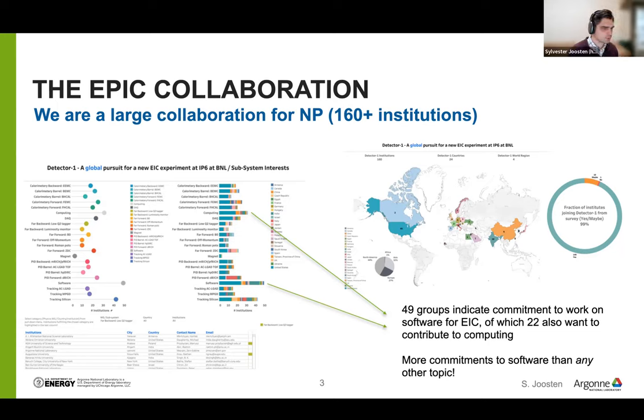Early into the collaboration process, we surveyed the different groups on what their possible fields for contribution could be. And 49 groups indicated commitment to work on software for the EIC, of which 22 also wanted to contribute to computing, which is more commitment really than any other group or topic at the Electron-Ion Collider. So there's definitely a lot of interest from different groups, and we have a very nice, vibrant ecosystem of developers.